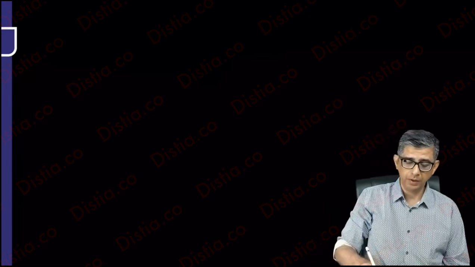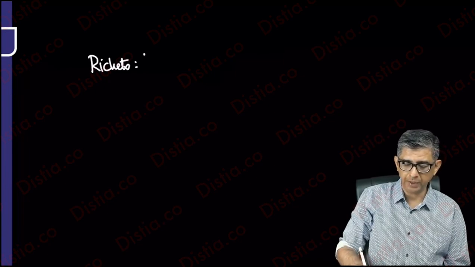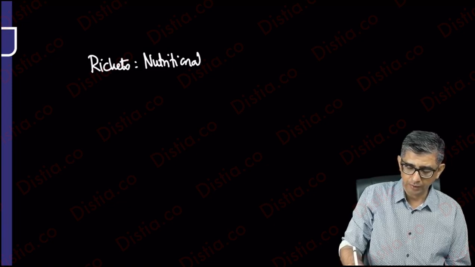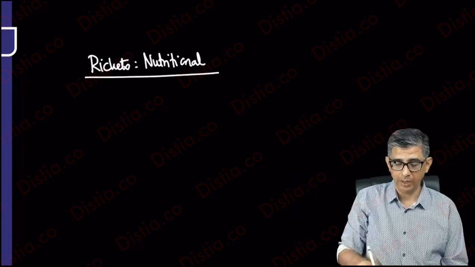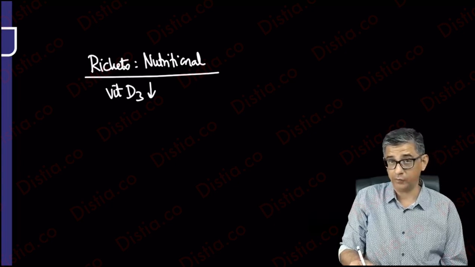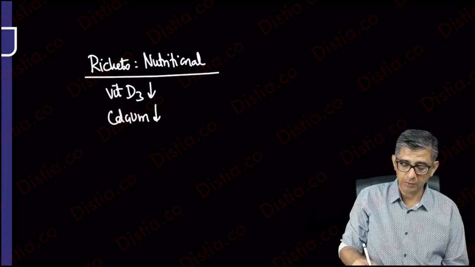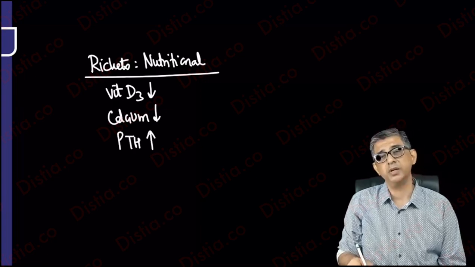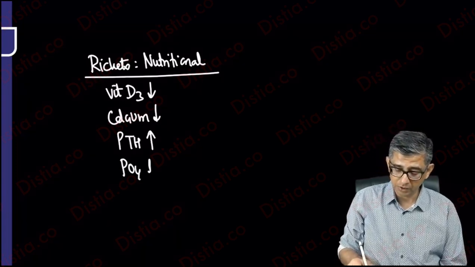Now, to finish this topic, in the last, I would like to mention nutritional rickets that you read in pediatrics. Do listen to that from the pediatrics part of the app also. What happens in nutritional rickets is that vitamin D3 is less. Please follow the arrows. Vitamin D3 is less, so calcium would be less. Because calcium is less, PTH would be increased, because every time calcium is less, PTH has to increase. What does PTH do? PTH causes phosphate loss.